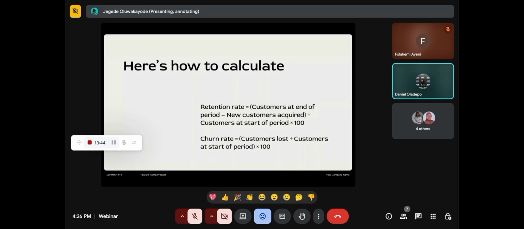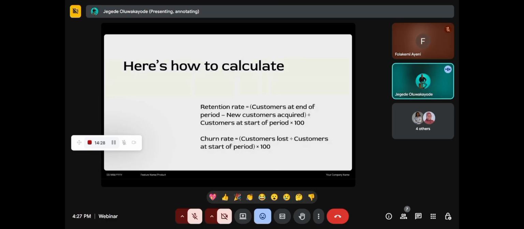So that'll be 3,000, customers at the end of the period. Then the new customers. You said the customers acquired, 5,000 additional users. But I started with 1,000. Okay, so that means the customers at the end of the period will be 6,000. So 6,000 minus the new customers acquired, that's 5,000. So that'll be 1,000 divided by customers at the start of the period, which is 1,000. That's 1,000 divided by 1,000 times 100. That'll be 100% retention rate.